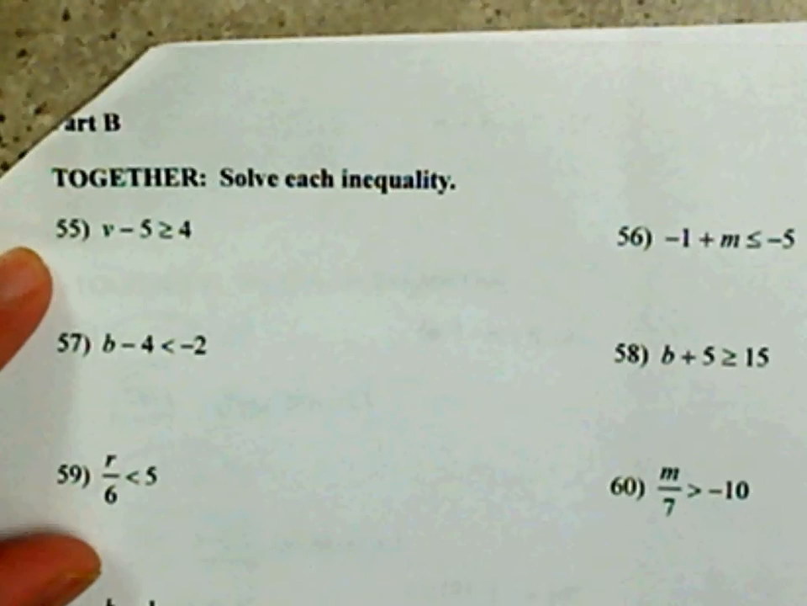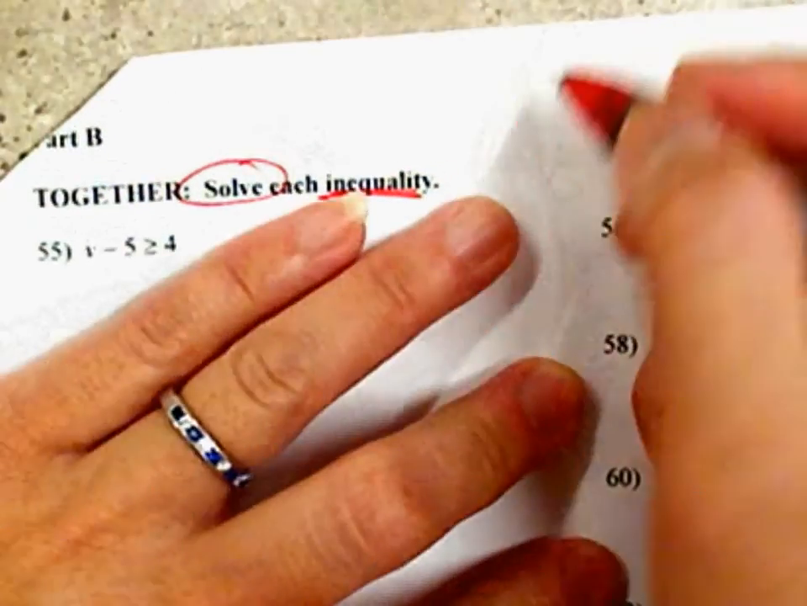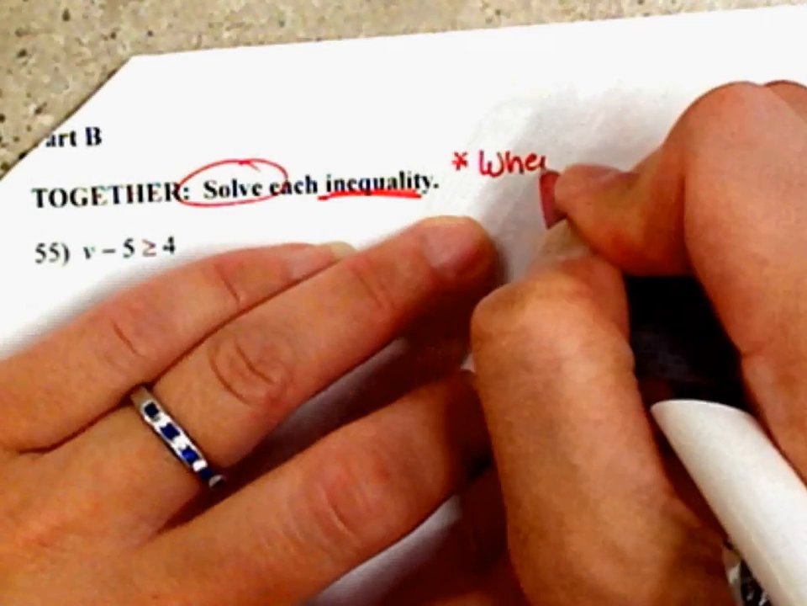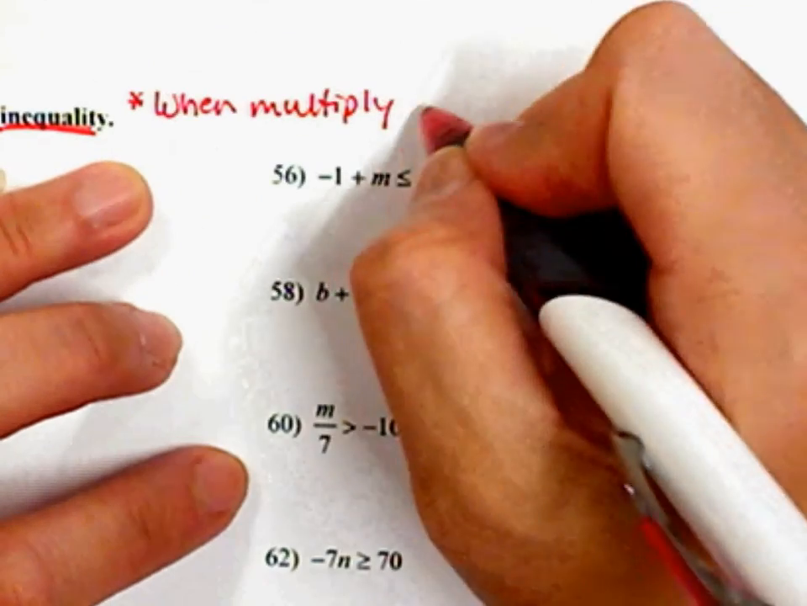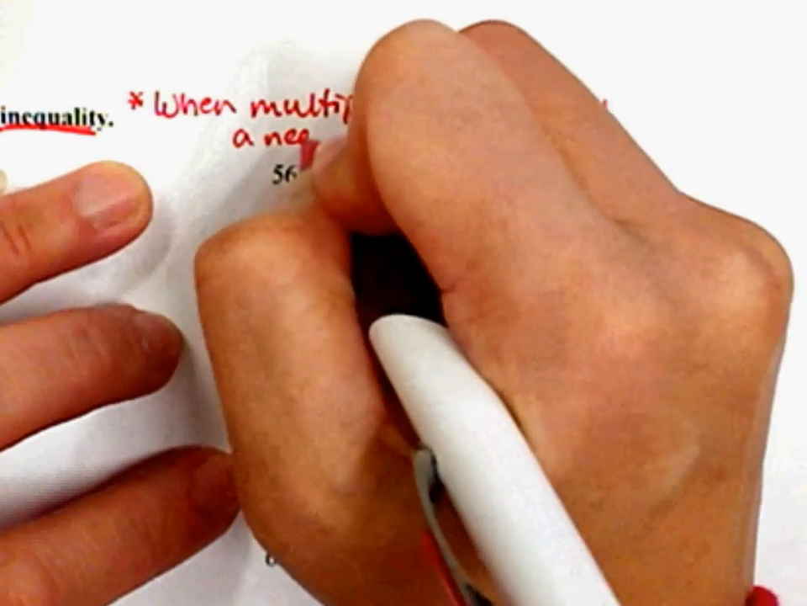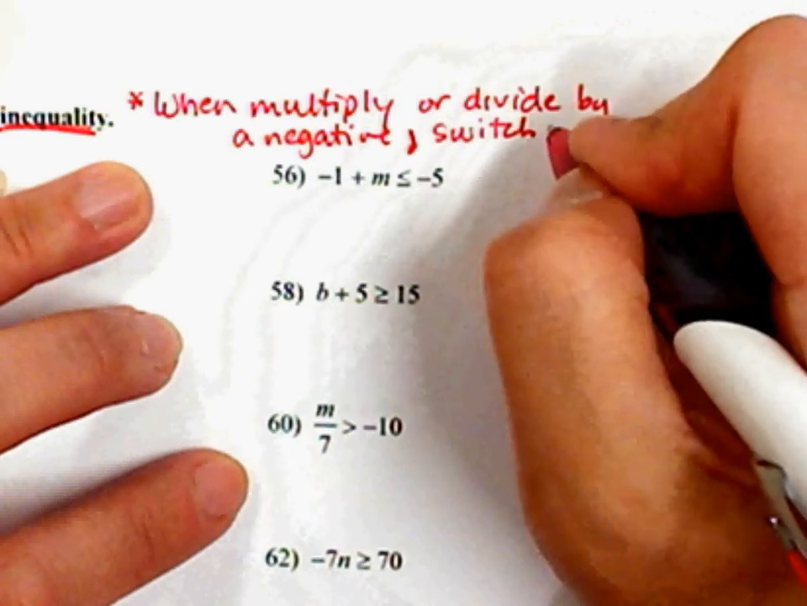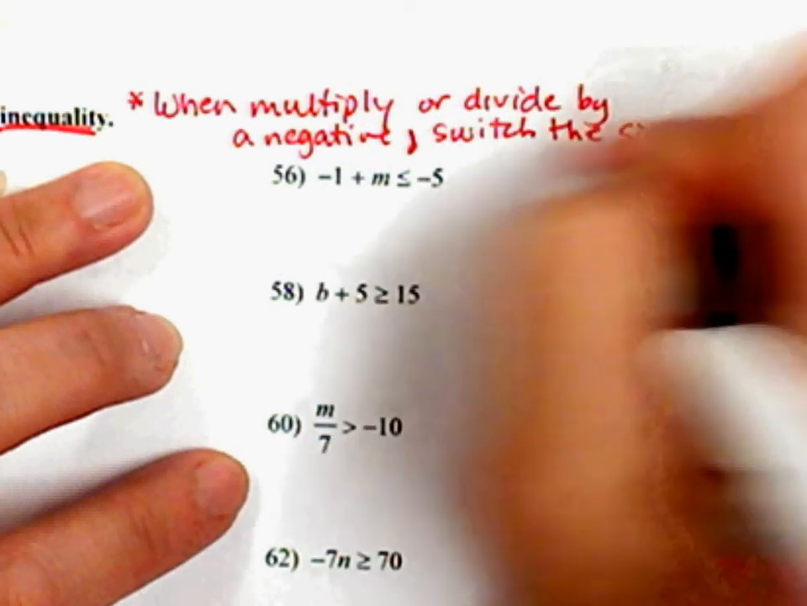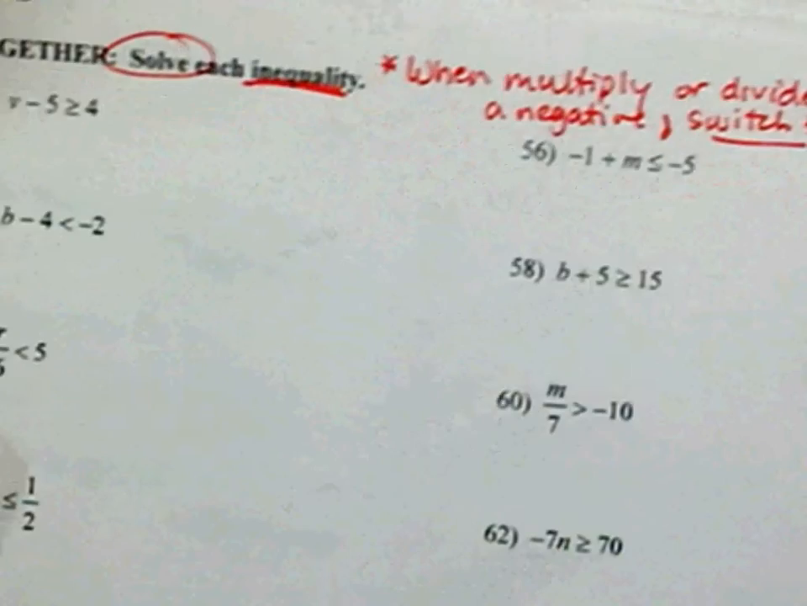All right. Go to number 55. We are going to solve together an inequality. I want you to remember, when multiplying or dividing by a negative, switch the sign. Just wanted to remember that you guys did that, okay? So I'm going to do number 55, do number 64, and then you guys finish the rest.